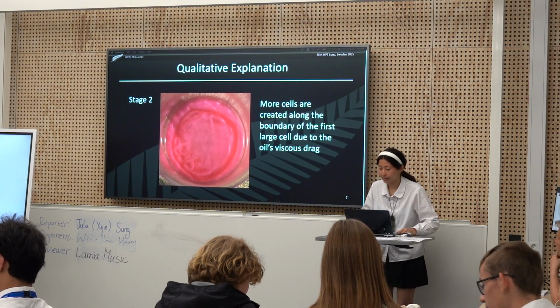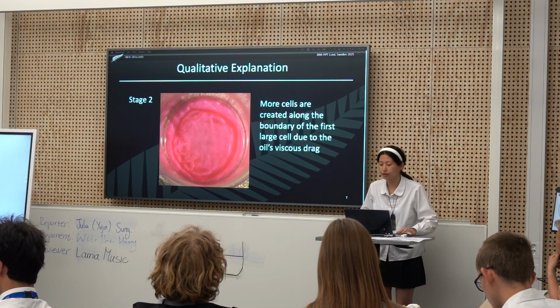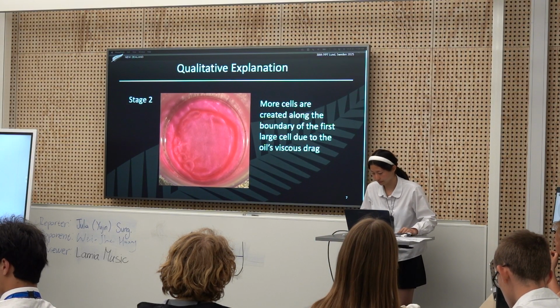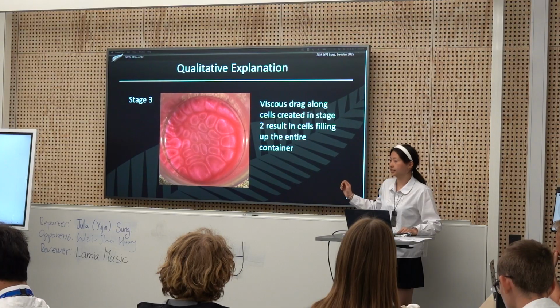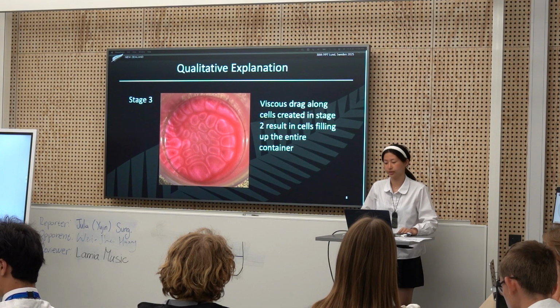Then in stage 2, as can be seen, more cells are created along the boundary of the first large cell due to the oil's viscous drag. Again, happy to expand on this in discussion. Eventually, in stage 3, cells fill up the entire container, and this concludes my qualitative explanation.